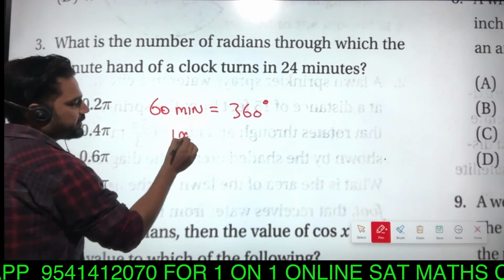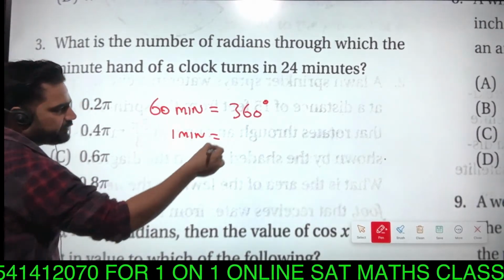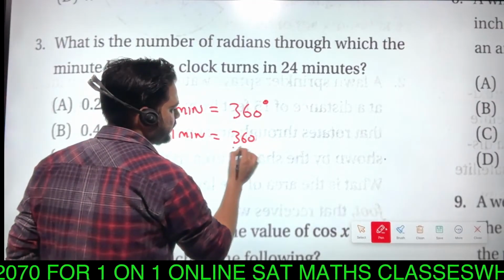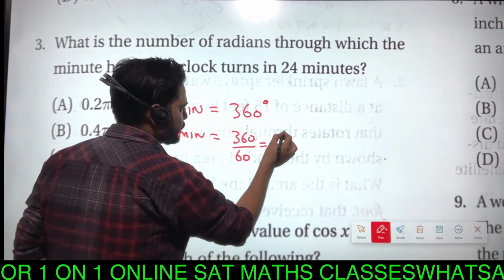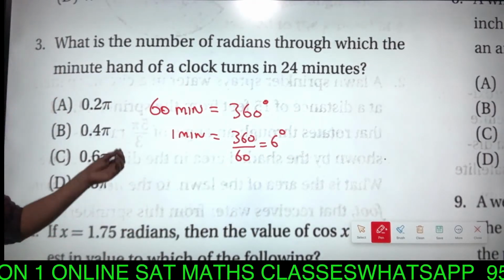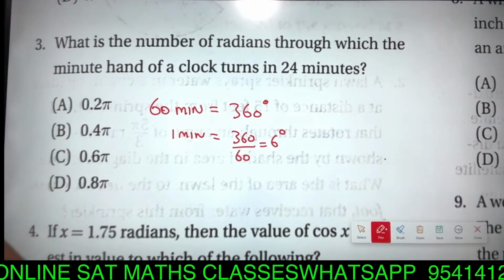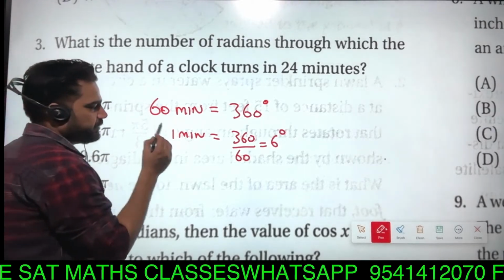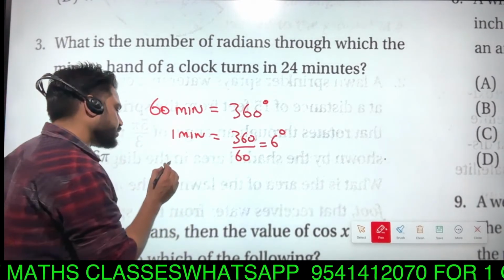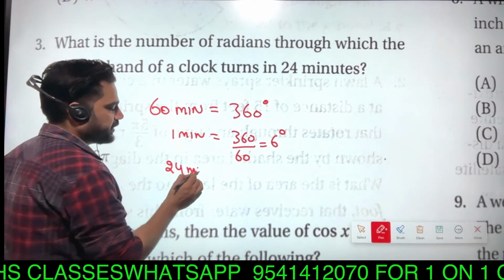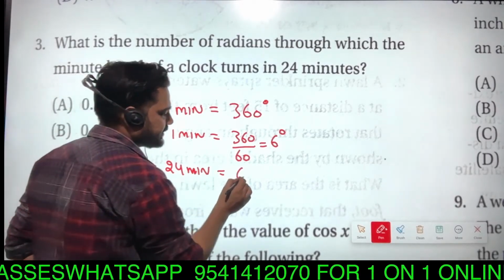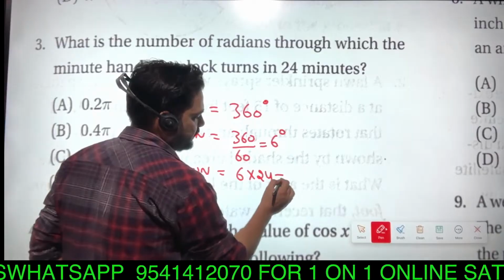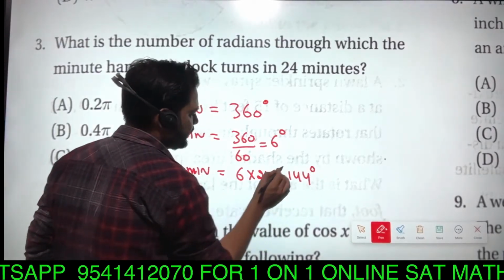So in 1 minute it will cover, we divide 360 by 60, which is 6 degrees. So the minute hand will cover a 6 degree angle in 1 minute. Now they are asking how much it will cover in 24 minutes. If in 1 minute it covers 6 degrees, then in 24 minutes, multiply 6 by 24, it will cover 144 degrees. Okay, 144 degrees is our answer.